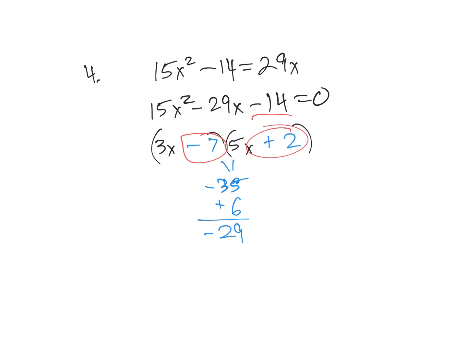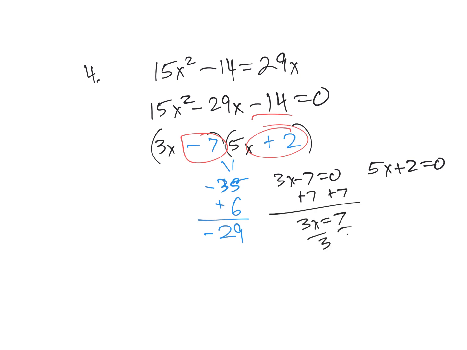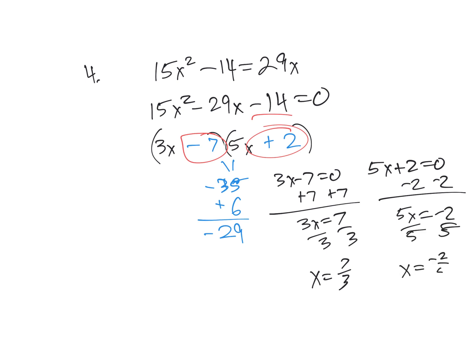Yes, it does. All right, so now then you take 3x minus 7 equal to 0, and 5x plus 2 equals 0, and solve each of those. Who got this far? All right, add 7. 3x equals 7. Divide off the 3. Subtract 2. Divide off the 5. X equals negative 2 over 5. That's it.